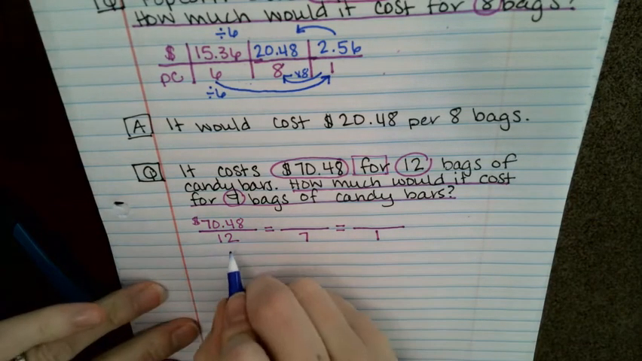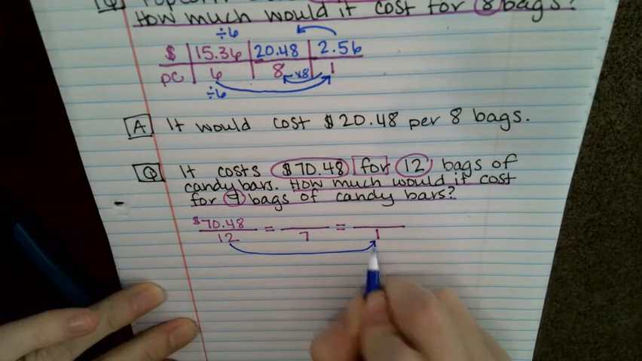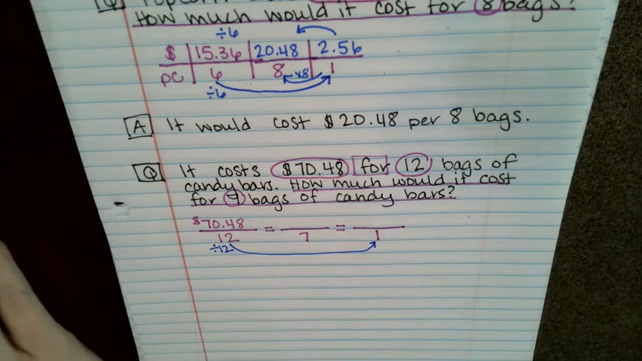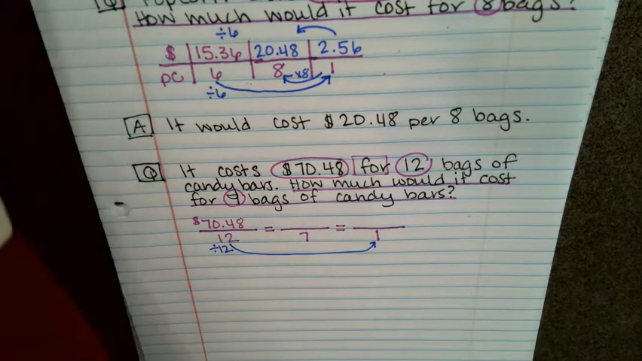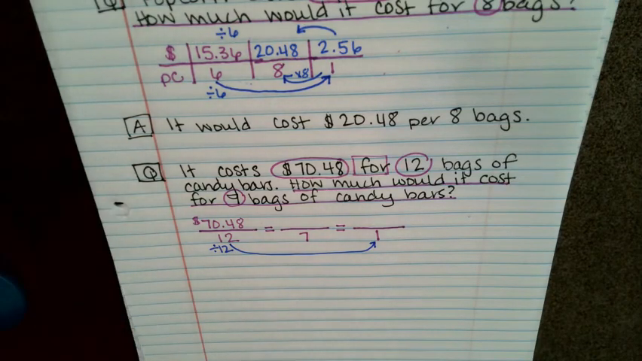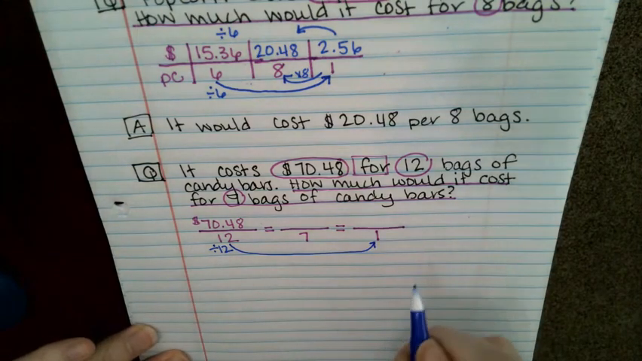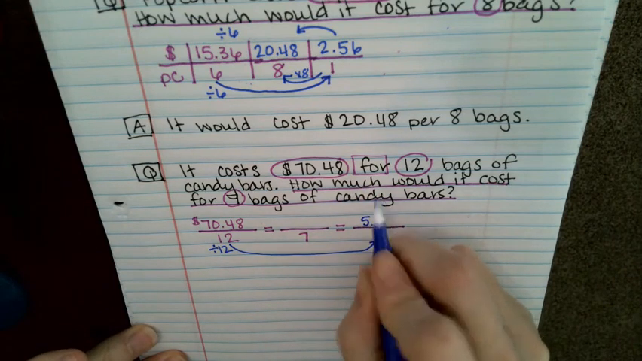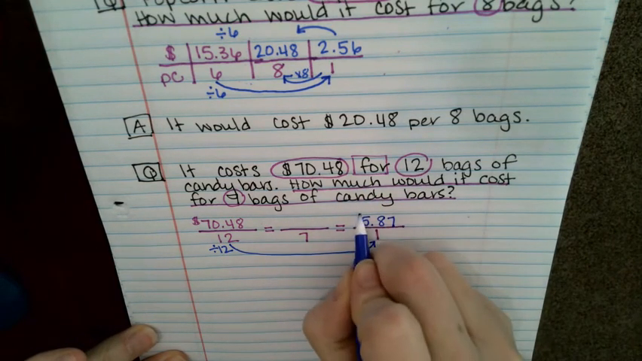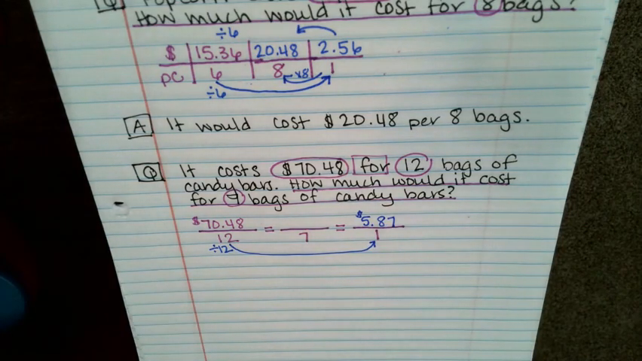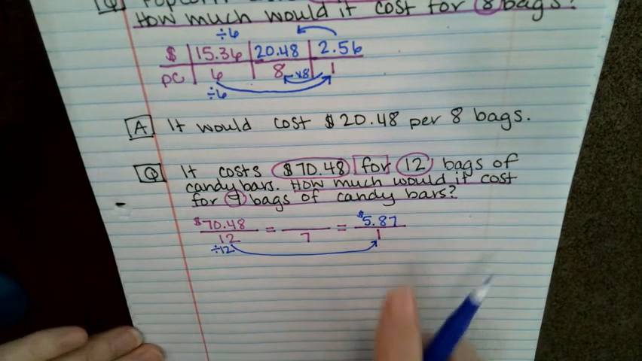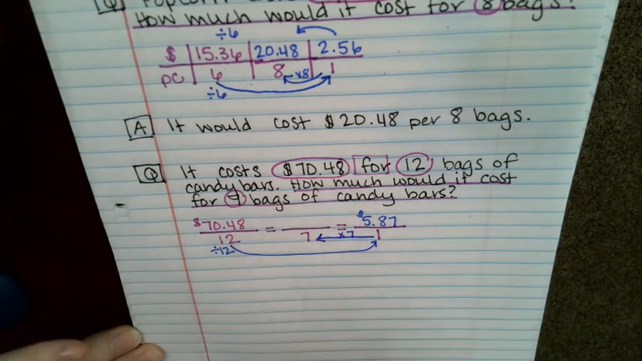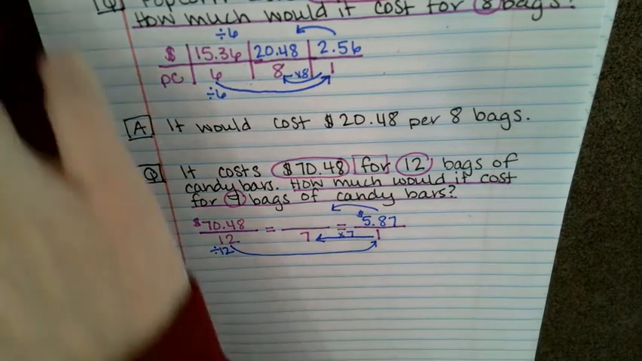Okay? Because I want to find the unit rate or the unit cost. So the first thing that I'm going to do is go this way and divide by 12. Now I have to go over here. 70.48 divided by 12. I put that in the calculator and I'm going to get a really long repeating decimal, but I know that it's going to be $5.87 per bag. Okay. Now that I know that it's $5.87 per bag, I'm going to multiply by 7. So do you see you have to work backwards a little bit? I'm going to multiply by 7.